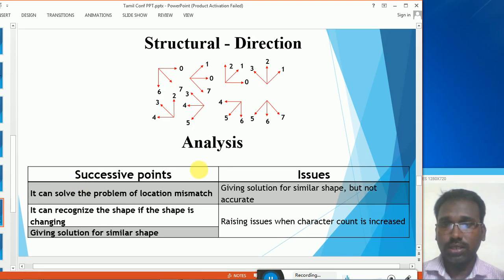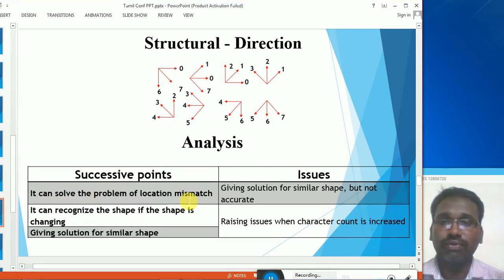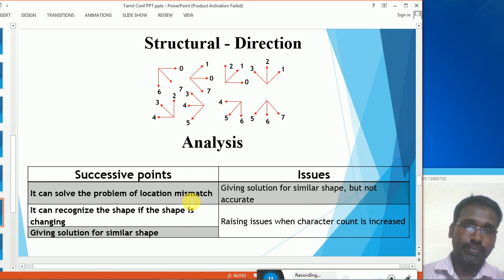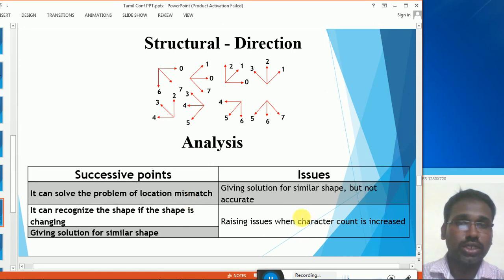The analysis on this directional feature can solve the problem of location mismatch. It can recognize the shape if the shape is changing. It gives a solution for similar shapes, but not an accurate one, and raises issues when the character count is increased.